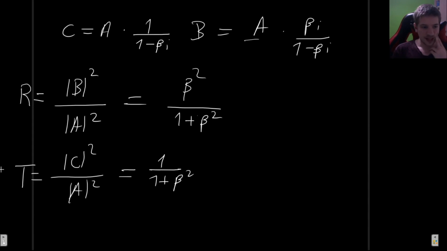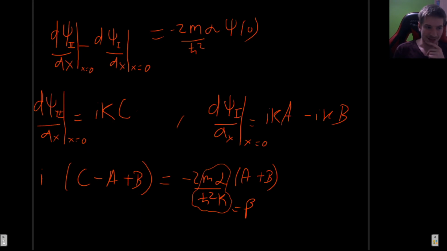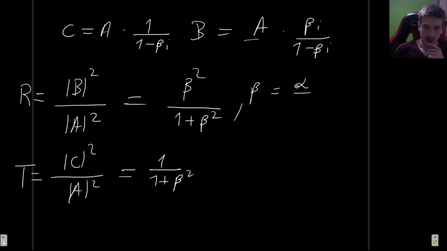So let us now go back a little bit and remember what beta was. Beta was, if I remember correctly, alpha times, okay, I'm going to go check. My memory is not that good. Let me see, where was it? There we go. It's m alpha divided by h bar squared k. So m alpha divided by h bar squared k. So that is our beta.